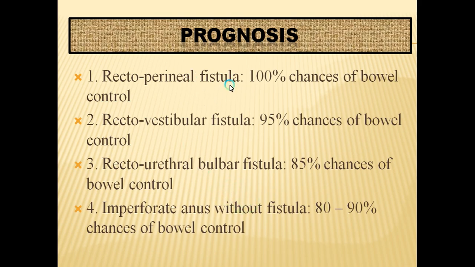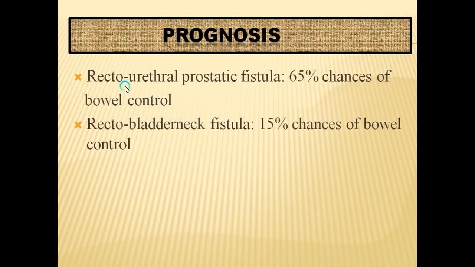Now prognosis depends on the type of fistula, okay? Rectoperineal fistula, there is a 100% chance of bowel control. Rectovestibular, vestibular we have studied, it is in females, okay? So there is a 95% chance of bowel control. Recto-urethral bulbar fistula, this occurs in male children, so there is an 85% chance. In imperforate anus without fistula, it is an 80 to 90% chance of bowel control. Recto-urethral prostatic fistula, it is a 65% chance, and recto-bladder neck, it is only a 15% chance of bowel control, okay?